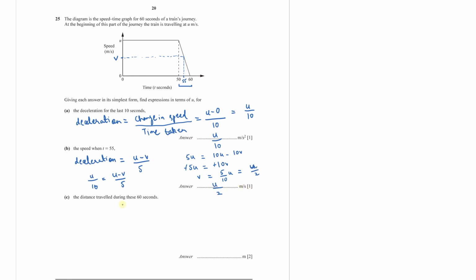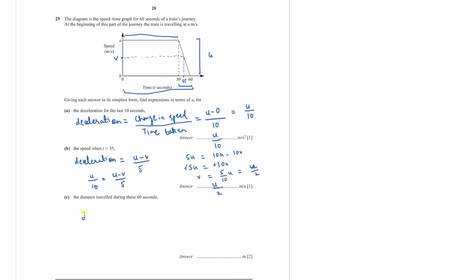The distance traveled during these 60 seconds: the distance is the area under the graph. This shape is a trapezium. So the height is u. The two parallel sides are, this side is 60 up till this point here, so this is 60, and the other side is up till this point, which is 50.